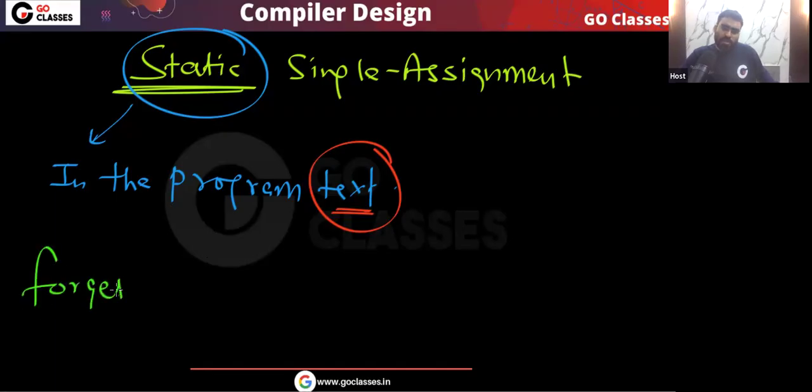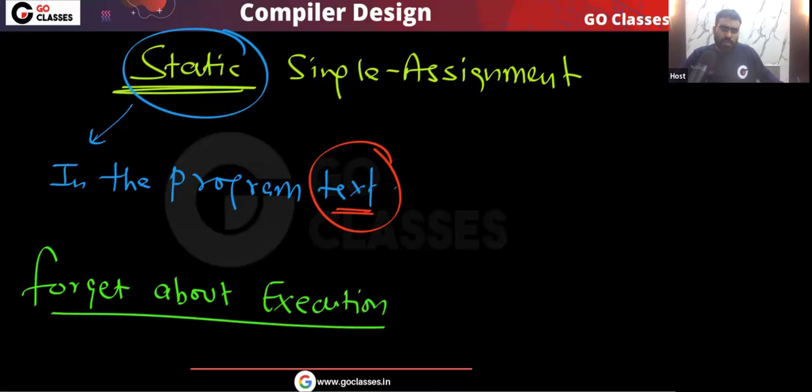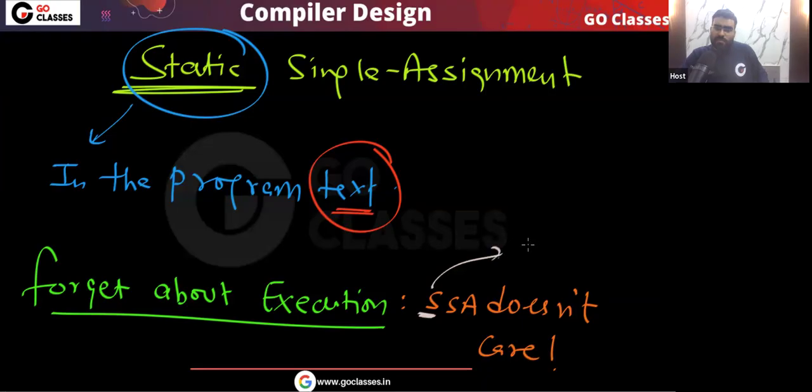Don't think about execution. Forget about execution. We don't care about execution. SSA doesn't care, because this is static. This happens only on the text. So that's it. I hope you understood this.